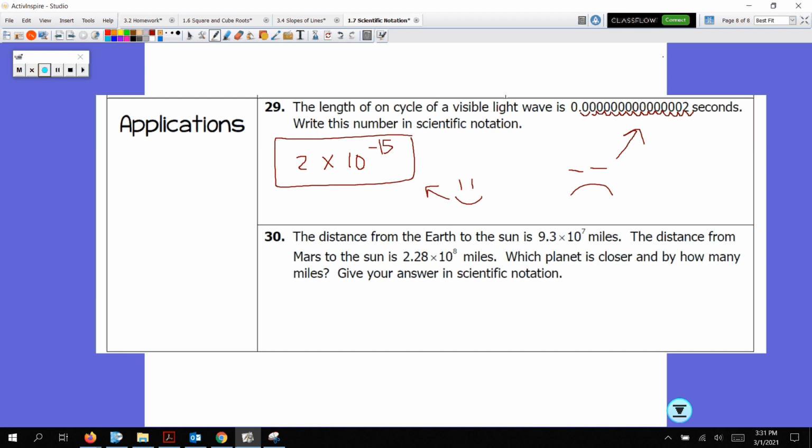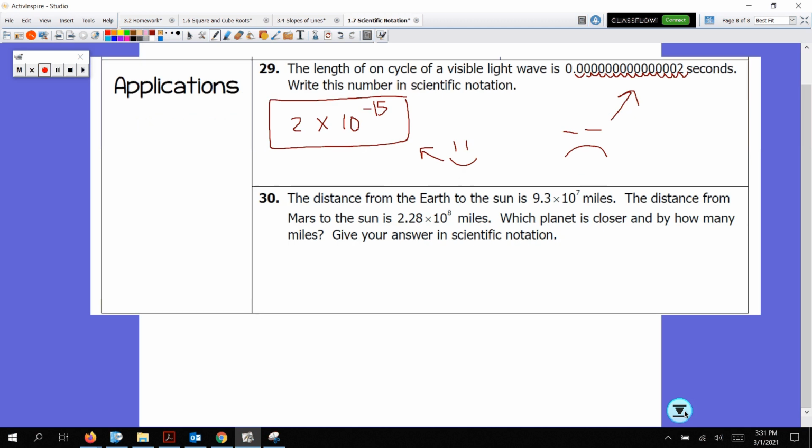Anyway, okay. All right, number 30. The distance from Earth to the Sun is 9.3 times 10 to the 7th miles. The distance from Mars to the Sun is 2.28 times 10 to the 8th miles. Which planet is closer and by how many miles? Give your answer in scientific notation. First thing I want to do is expand these numbers. So we're going to take 9.3 times 10 to the 7th, and we're going to write it in standard form.